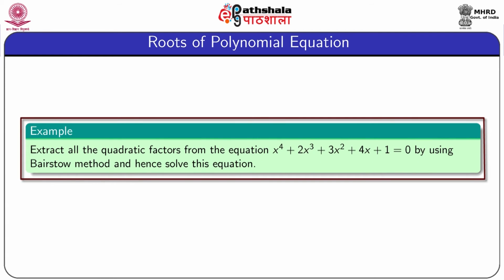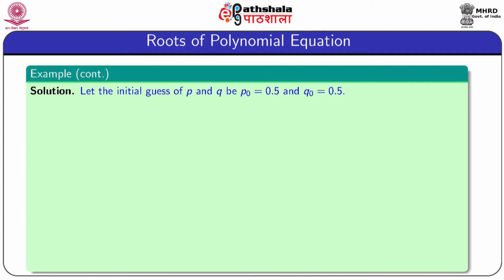Now we consider an example to illustrate this method. Here we consider a 4-degree polynomial. Our aim is to find all the roots, real as well as complex roots, using the Bairstow method. Here we assume that the initial guesses for P and Q are 0.5 and 0.5.